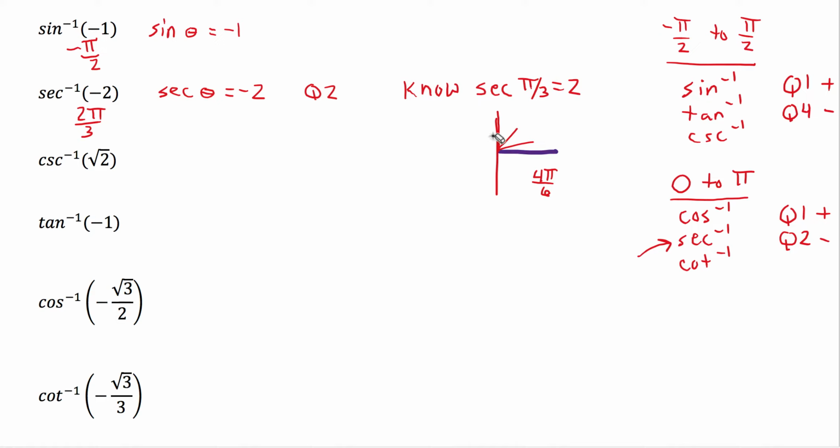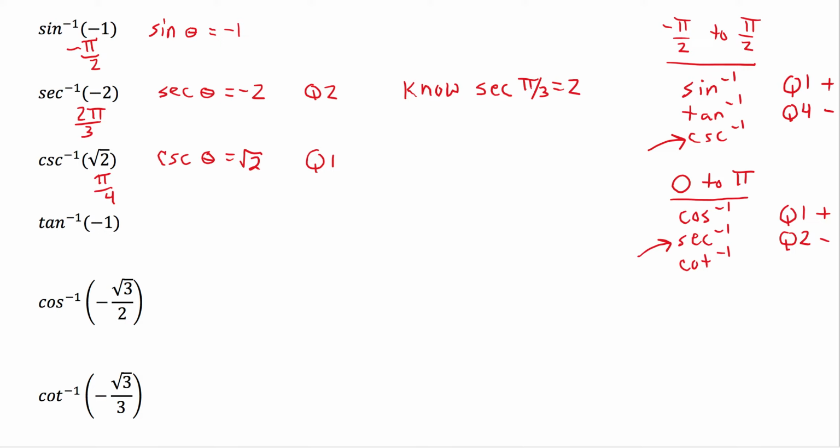All right, so my next one. Cosecant inverse of square root of 2. So this is asking me to find an angle where the cosecant is equal to square root of 2. I know that I'm limited to quadrant 1 or quadrant 4. Since it's positive, I want to be in quadrant 1. So this is just a matter of me getting my memorized value. I know that cosecant at pi over 4 is equal to the square root of 2. It's in the right quadrant, so I'm done.